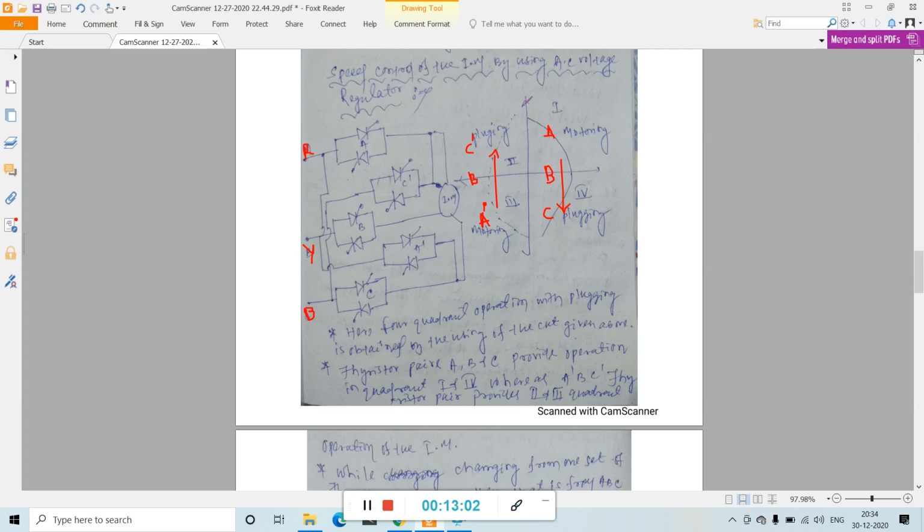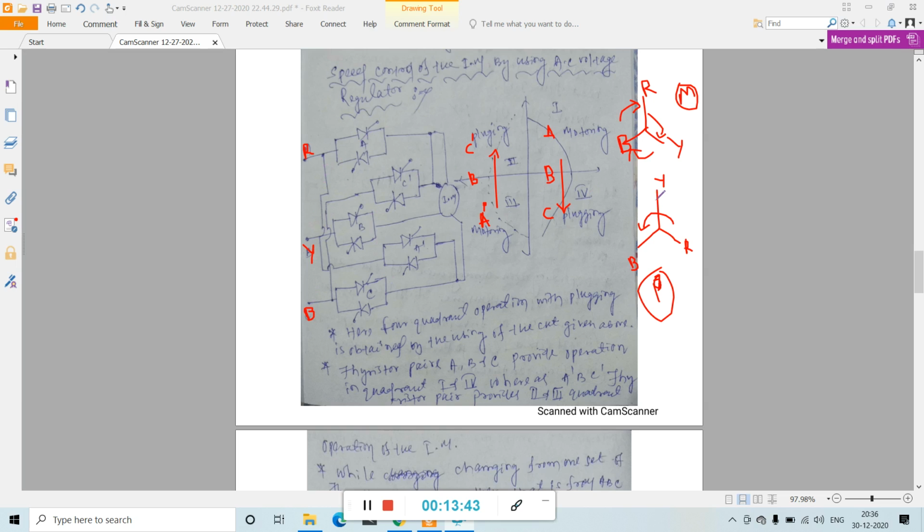Here A, B, C is operated like this. In one quadrant it is operated in motoring mode. In the 4 quadrant it is operated in plugging mode. How? See, I draw over here. Let's say RYB supplies like this. We go in clockwise direction, R to Y, Y to B, then B to R. This is your motoring mode. So here the A, B, C sequence.